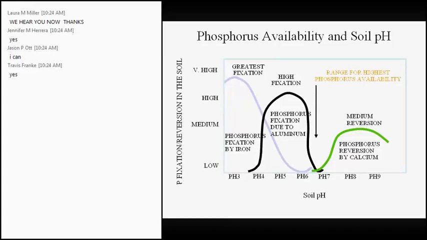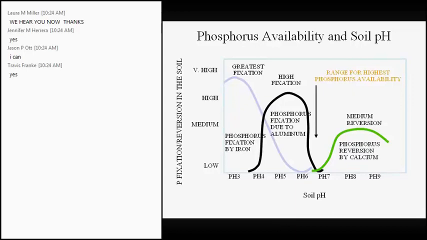And so we have our greatest fixation with phosphorus by iron, starting at a pH of about 3 and going to a pH of about 6. Our greatest fixation with aluminum starts at about a pH of 3.5, goes all the way to a pH of almost 7. This is where pH between 6 and 7 is where we have very little fixation or reversion occurring. So this is, again, the primary reason why that's the optimum pH for availability of phosphorus.